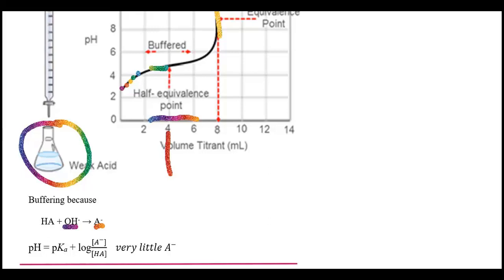Well, what's so big about a half equivalence point? I've half titrated it. What does that mean? Well, when that happens, your A minus equals your HA. The log ratio here is going to be 1, and the log of 1 is 0. That means the pH at this point, about 4.3 here, is going to be equal to the pKa.